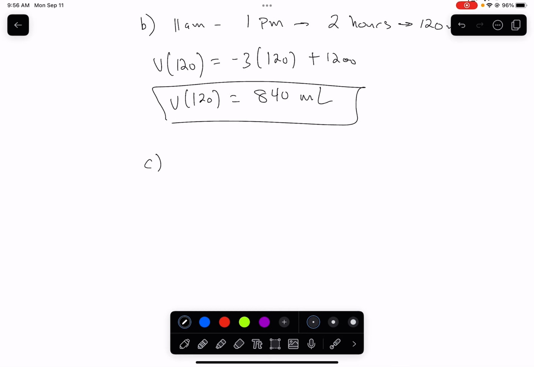Question C is asking us, if this is our equation, I'm just going to rewrite the equation so that we've got it. And it's saying V of t, it wants to know t when the volume left is 450 milliliters. You happy with that?